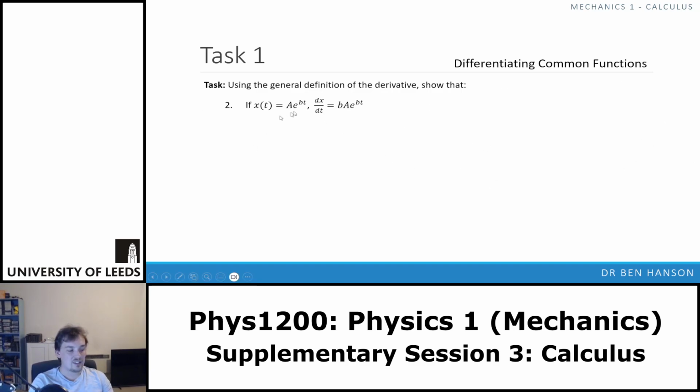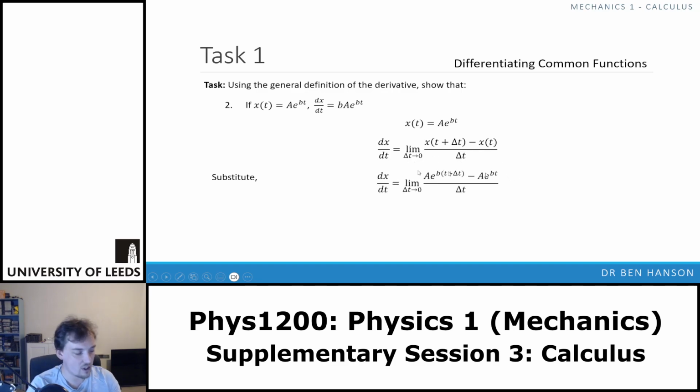Same thing. x of t is a e to the bt. Let's substitute that into the limit formula. This is the general form of the derivative again. Different variables, but it doesn't matter. x of t plus delta t minus x of t over delta t, as delta t is getting closer to 0. Let's substitute in that exponential function: a e to the b(t plus delta t) minus a e to the bt, on delta t.